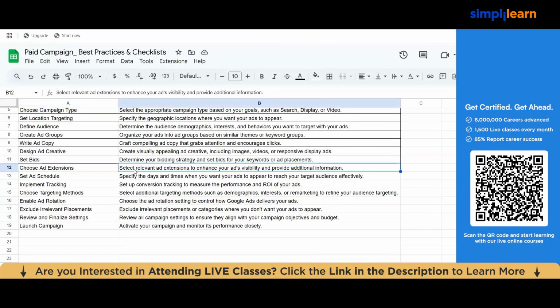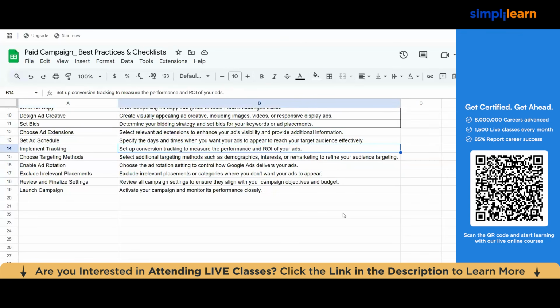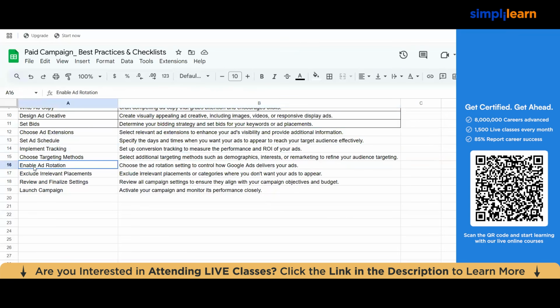Yes, site links and callouts. At least Jitendra has mentioned. Thank you. So then you need to do the ad scheduling, and then you need to implement tracking, right? So this is what we have learned. And then after that, we have to review, like you have to enable ad rotation, choose targeting methods, review your final settings, launch the campaign, and then check whether all those things we have discussed today are working or not.